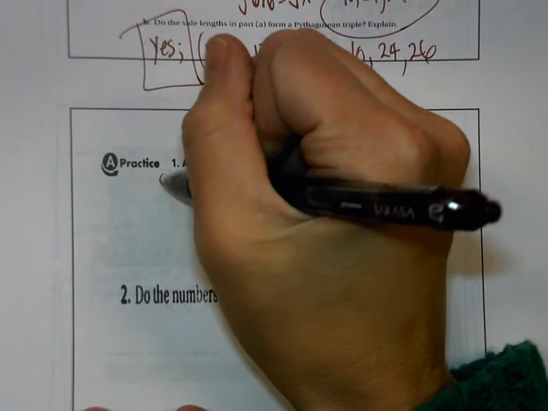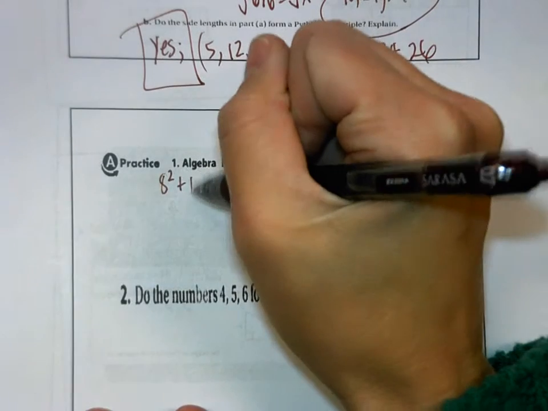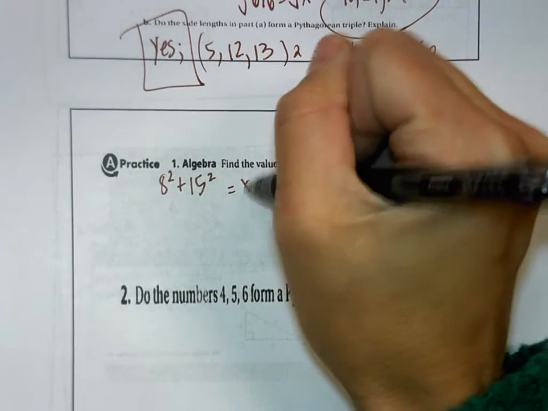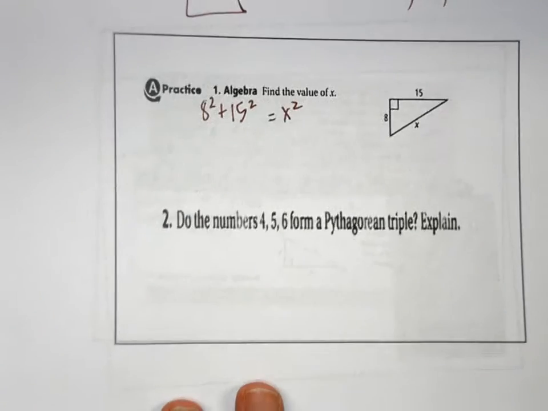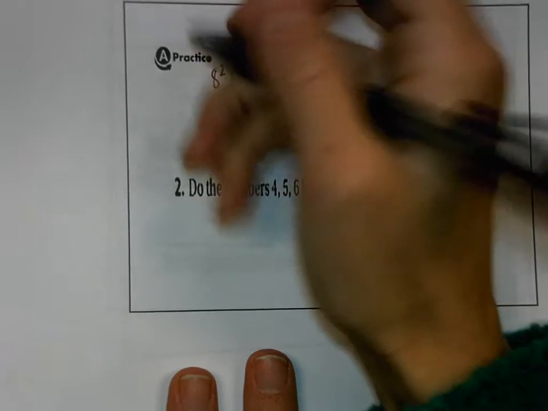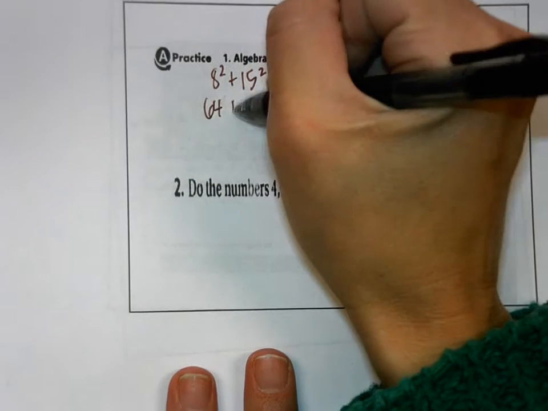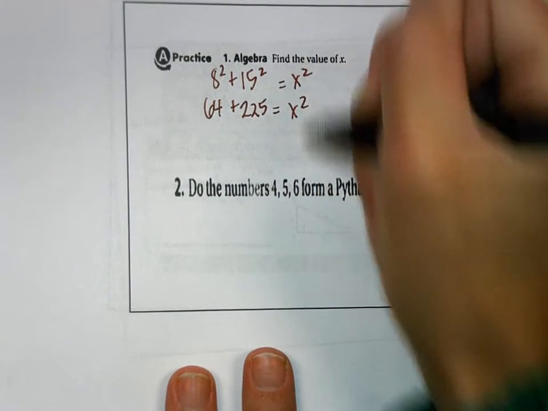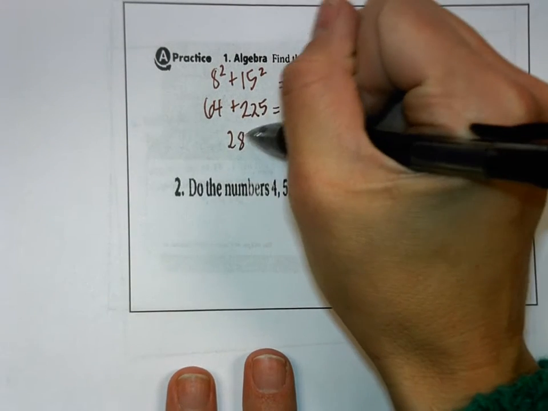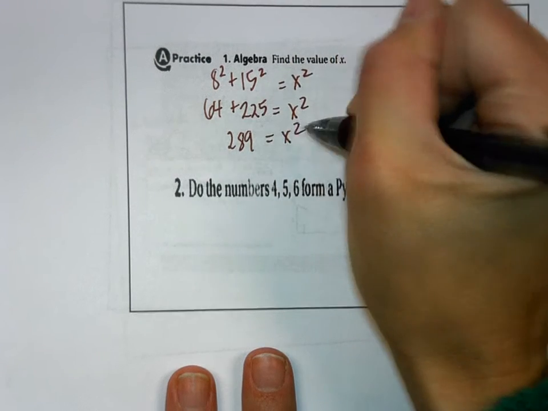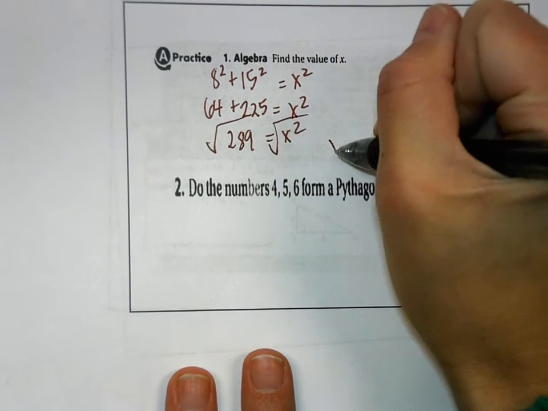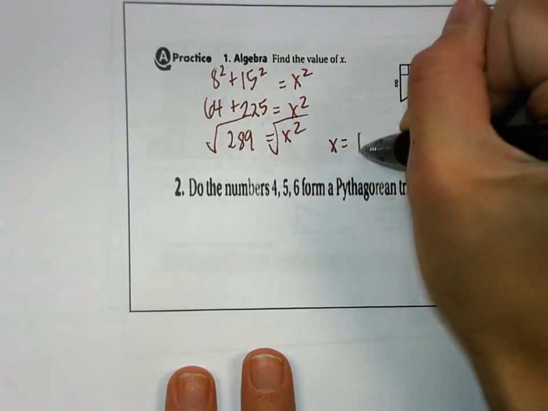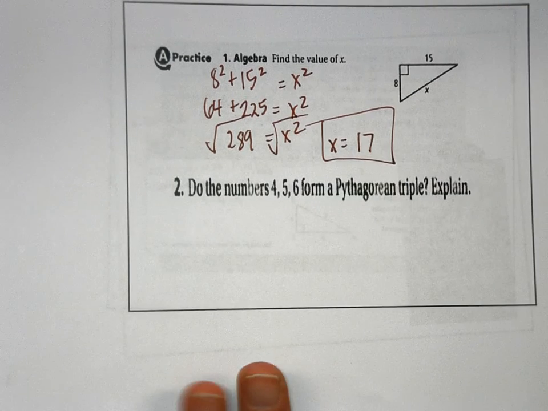Okay, so when you set this one up, you should have had 8 squared plus 15 squared equals x squared. 8 squared is what? Good. Plus 15 squared equals x squared. We add those together, you get 289 equals x squared. When you take the square root of both sides, you should have got what? Good, 17. So 17 is my answer.